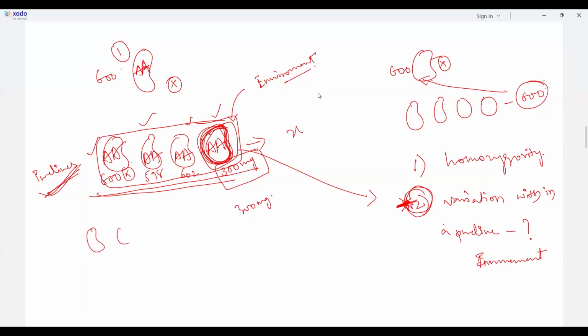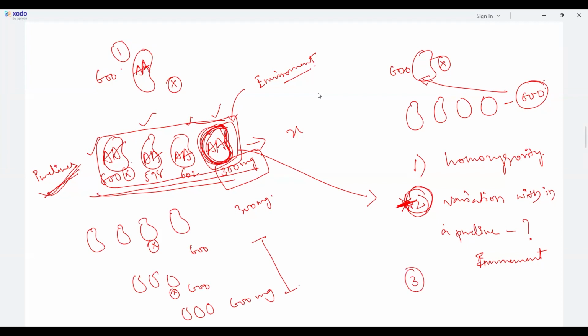And then you again self this one and you will again obtain seeds. Again the mean seed weight is 600. If you again select this one, again seeds are obtained, again it is 600. Again this one, again you self and obtain seeds. Every time, did the mean weight change? No, sir. So from this we can say that selection within a pure line is ineffective. Is this statement okay?